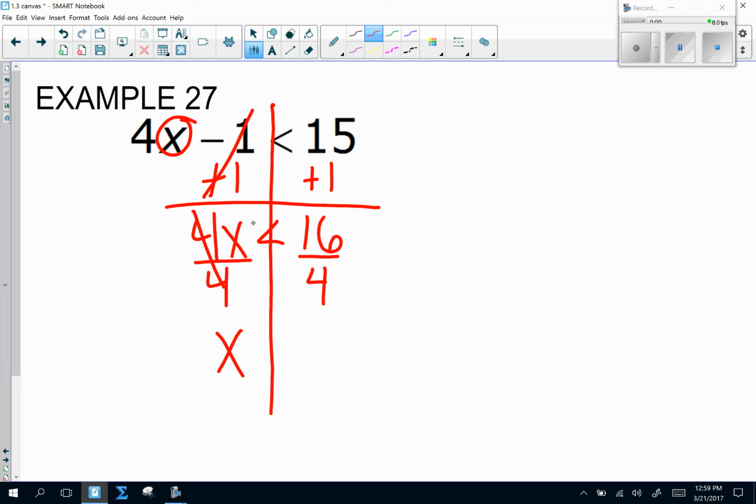Now I have to decide what to do with my inequality sign. This is the only part that's different. If I divide by a negative number, I have to flip the inequality. So if the bottom number is negative, I flip it. The 4 is not negative, so it stays the same. So I have 16 divided by 4 is 4. So x is less than 4.